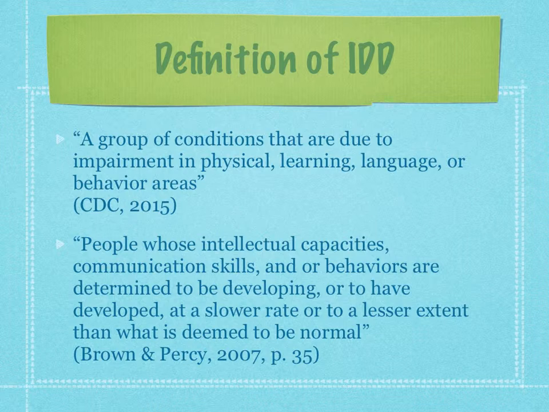In a comprehensive guide to intellectual and developmental disabilities, Brown and Percy define those with developmental disability as people whose intellectual capacities, communication skills, and/or behavior areas are determined to be developing or to have developed at a slower rate or to a lesser extent than what is deemed to be normal. Recently, in the United States, we have been transitioning to use the term intellectual disability. This is because it focuses on external barriers rather than the presumed developmental struggles that a person with IDD may experience.